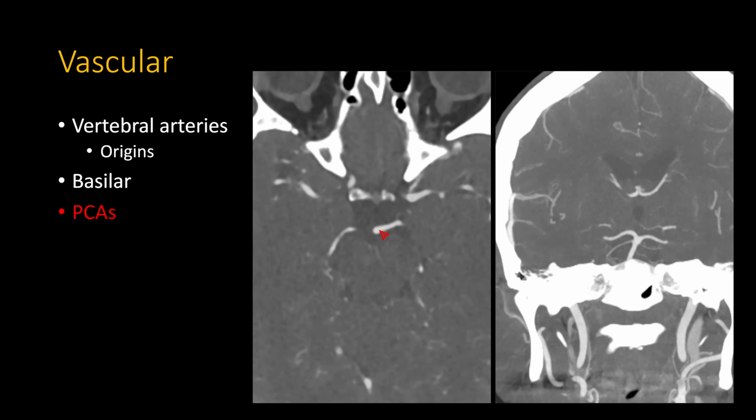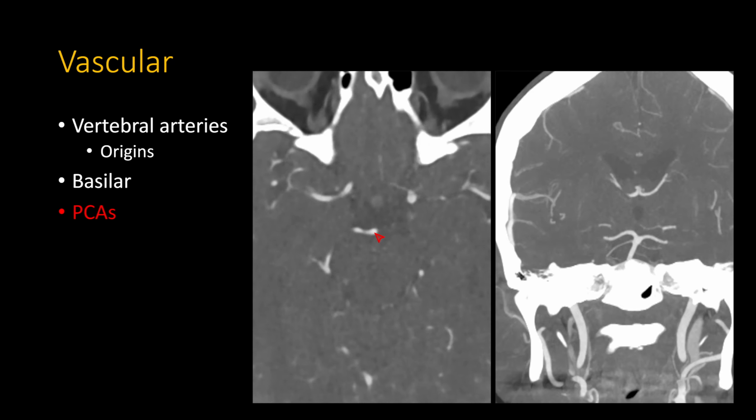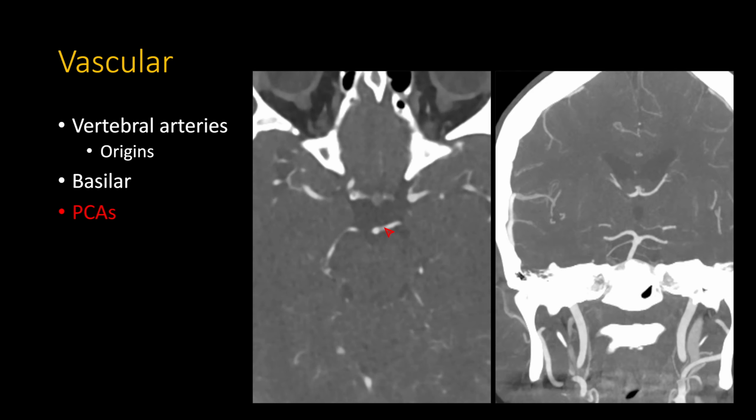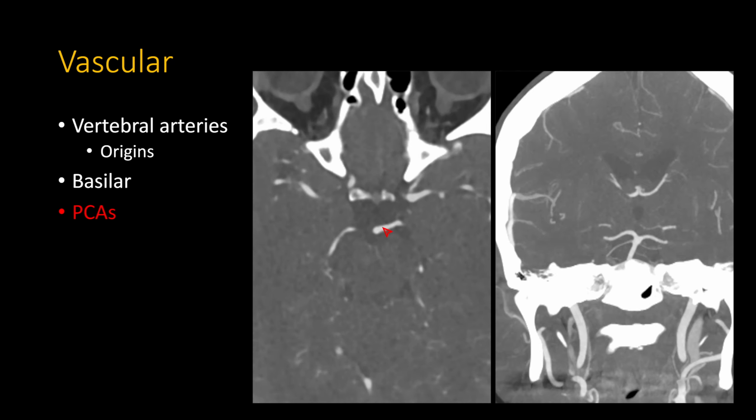Finally, the last part of the posterior circulation would be the paired posterior cerebral arteries. So here they are, one on the left and one on the right. And the posterior cerebral arteries also have named divisions. The P1 segment of the posterior cerebral arteries is from the basilar tip to the level where the posterior communicating artery comes in. So here's the P1 segment.